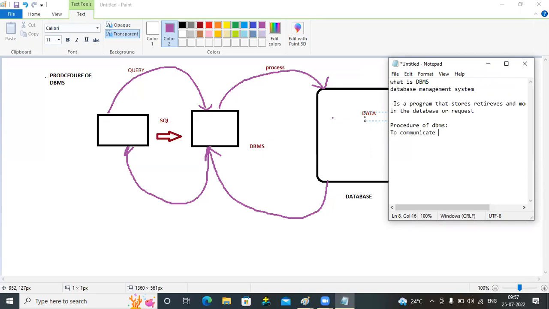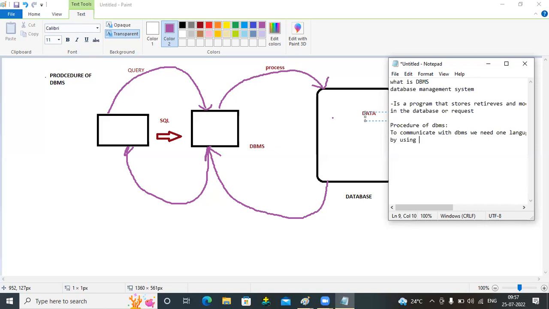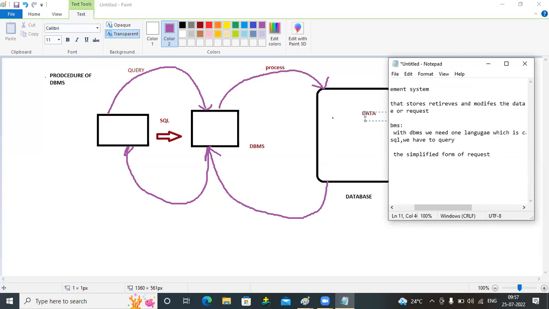To communicate with the DBMS, we need one language, which is called SQL, structured query language. And next, by using this language, SQL, we have to write a query. Query means the simplified form of request.